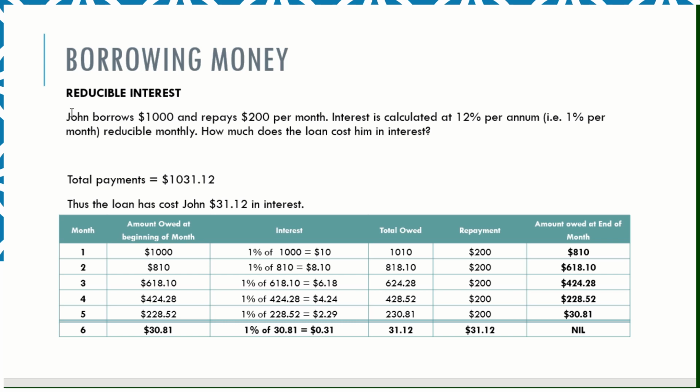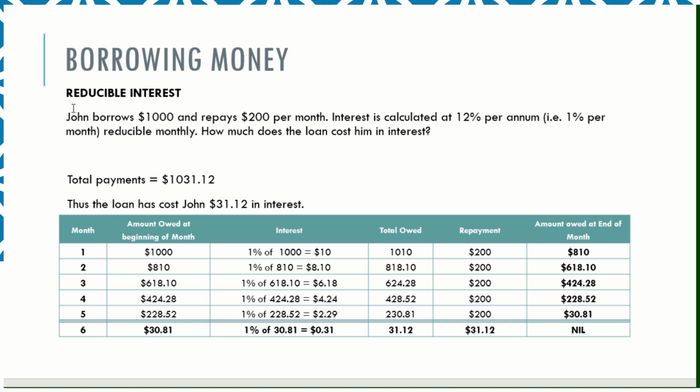John borrows 1,000. Okay, let's look at an example here. I'll go through it very slowly. John borrows 1,000, meaning principal 1,000. He repays 200 per month. Every month he pays back 200. Calculated at 12% per annum. When you see 12% per annum, it is 12% per year, which is 1% every month.